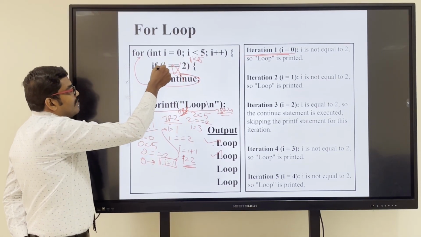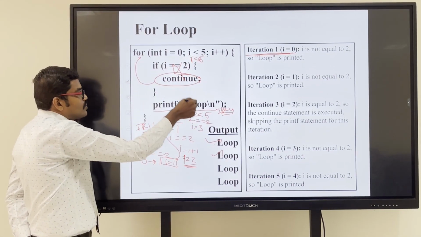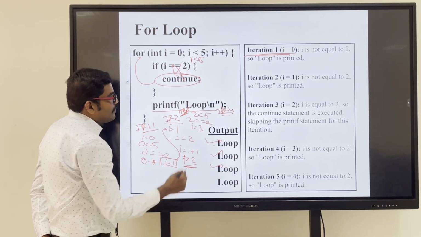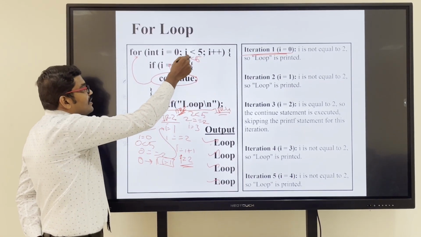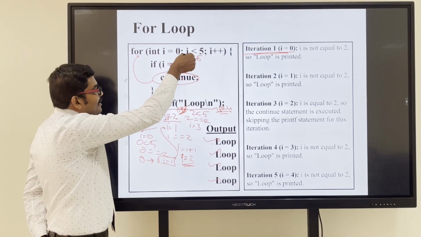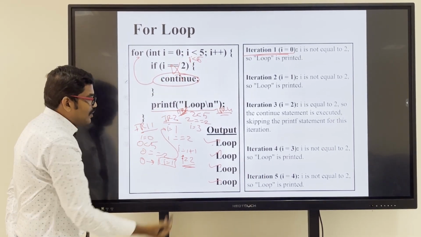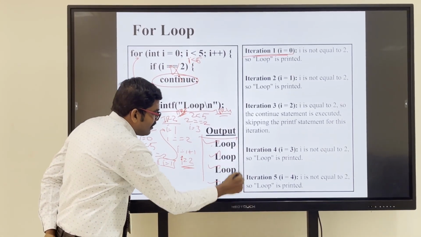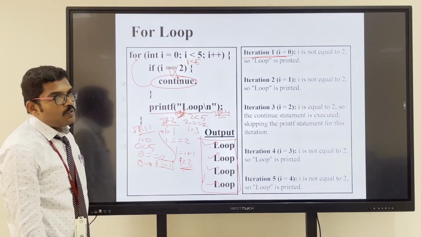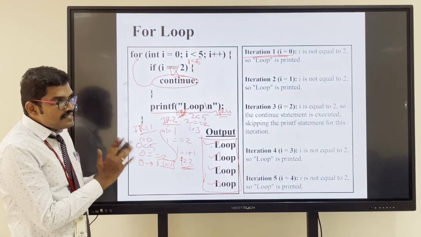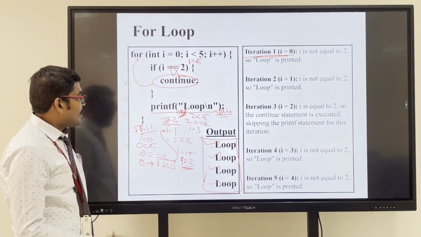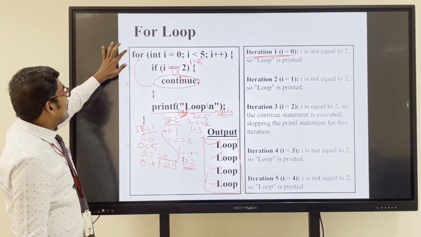In iteration 4, 4 is not equal to 2, so it comes to print the next loop. Next time, it also prints loop. After that i becomes 5 and the loop ends, and it comes out and prints loop 4 times. Okay, that's the explanation for the for loop. Now we will check what is happening in the while loop.